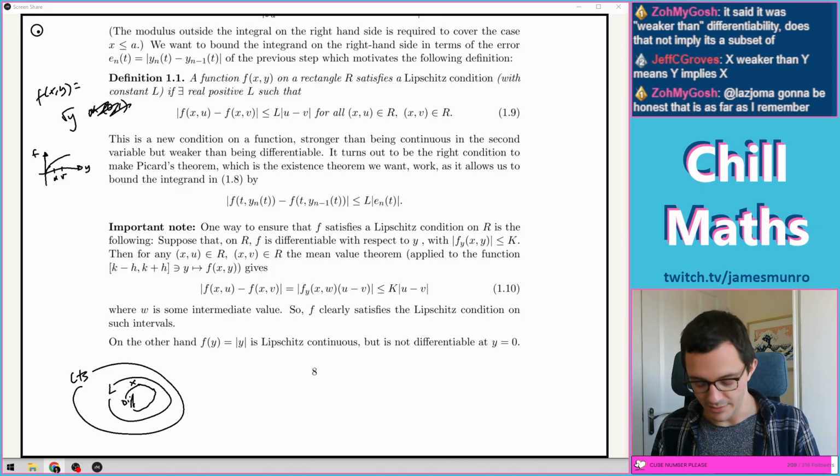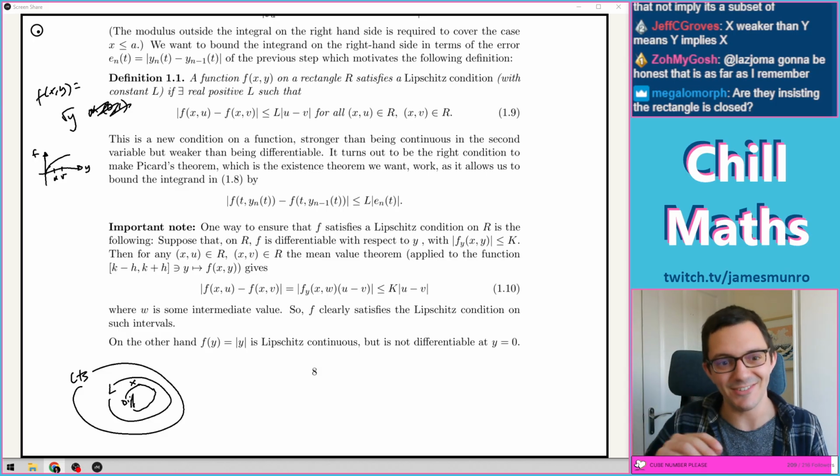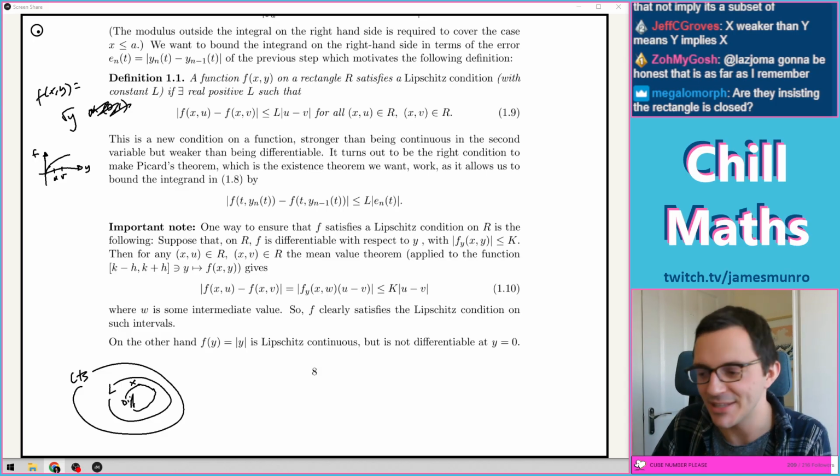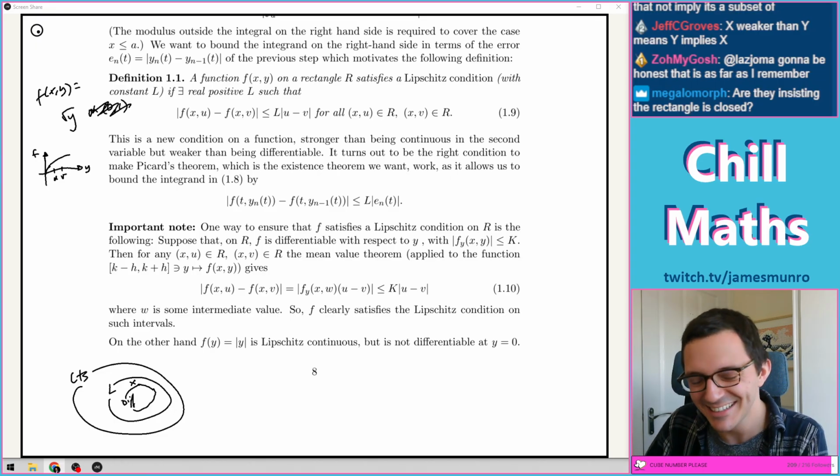Yeah, x weaker than y should mean that y implies x. So you should, as Zoe is doing, try and stop the stream if it appears to be the case that the streamer has just said that they have an example of y and not x. You should stop the stream.